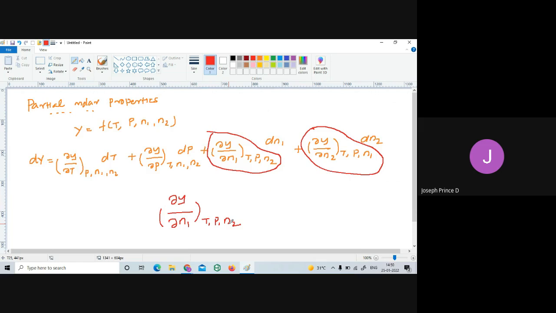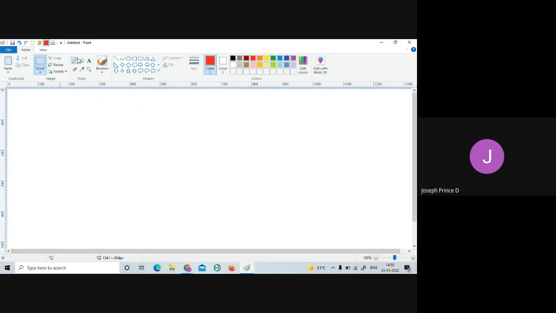പാർഷ്യൽ മോളാർ പ്രോപ്പർട്ടി is equal to dou y by dou n i at constant temperature, pressure, etc. അതായത് നമുക്ക് ഇങ്ങനെ പറയാം, partial molar property y1m, വേണമെങ്കിൽ ഇങ്ങനെ എഴുതാം, that is equal to dou y by dou n1 at a constant temperature, pressure, n2, etc. Or y2m, that is the partial molar property, dou y by dou n2 at a constant temperature, pressure, n1, n3, etc.